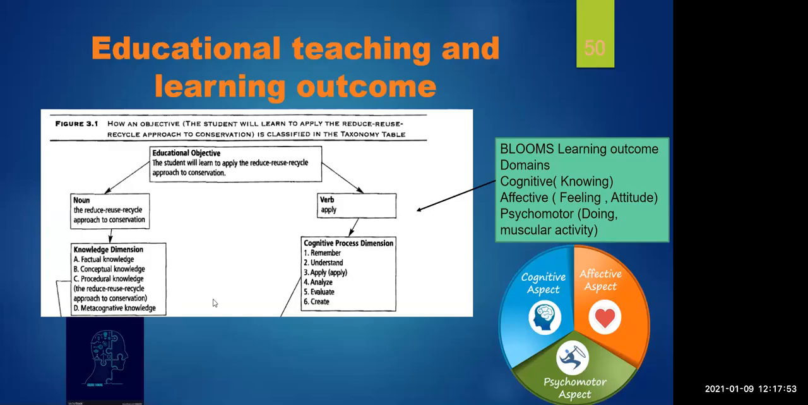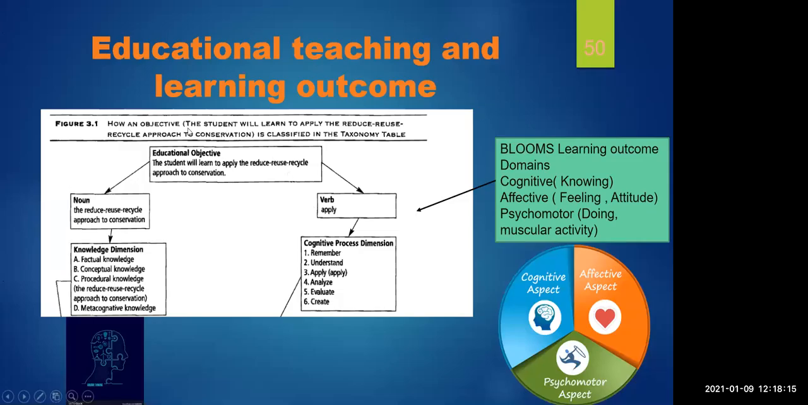So from the procedural knowledge we have given, you can test the student's knowledge by setting the question paper at all these levels: remember, understand, apply, analyze, evaluate, and the create level is nothing but the project level. So this is how it happens. So we are testing them in the cognitive knowing level only. We are not testing the students in the affective domain and the muscular doing domain.